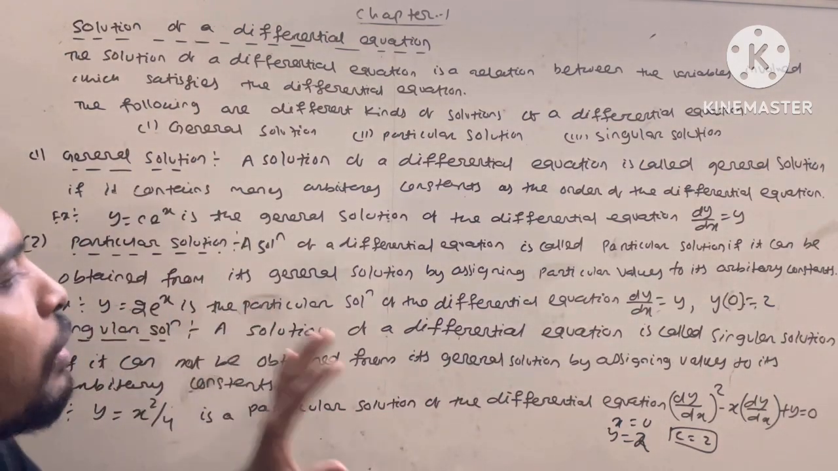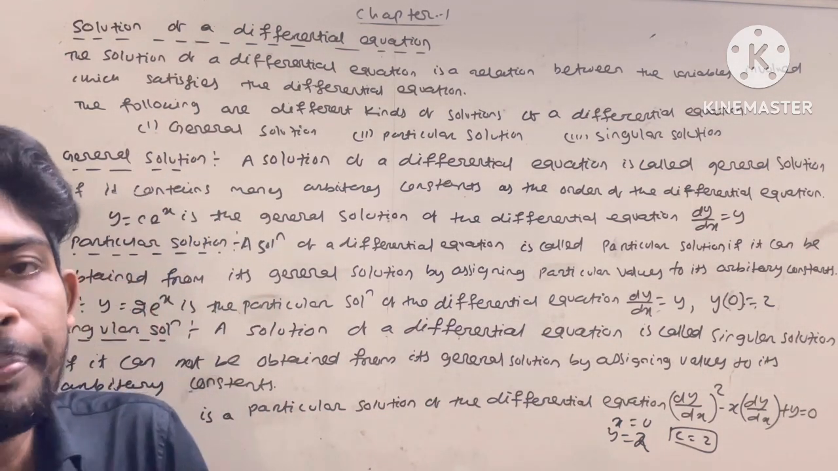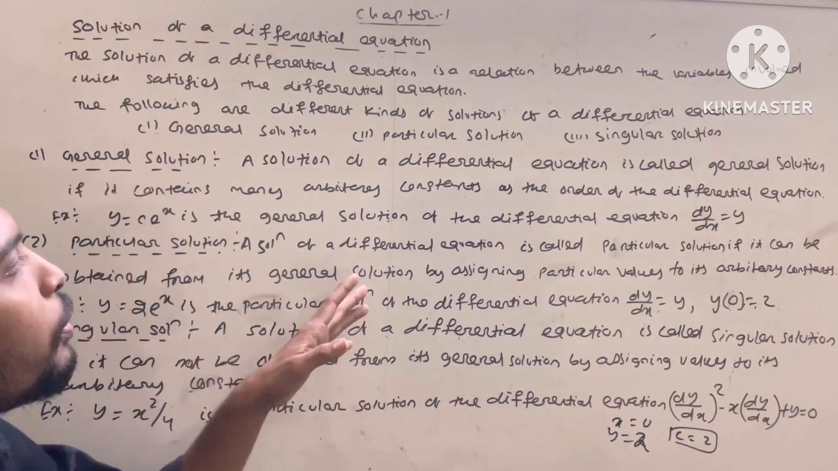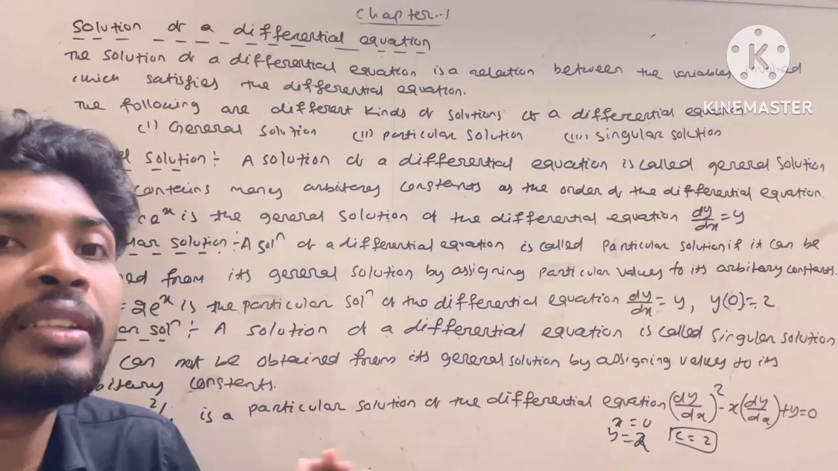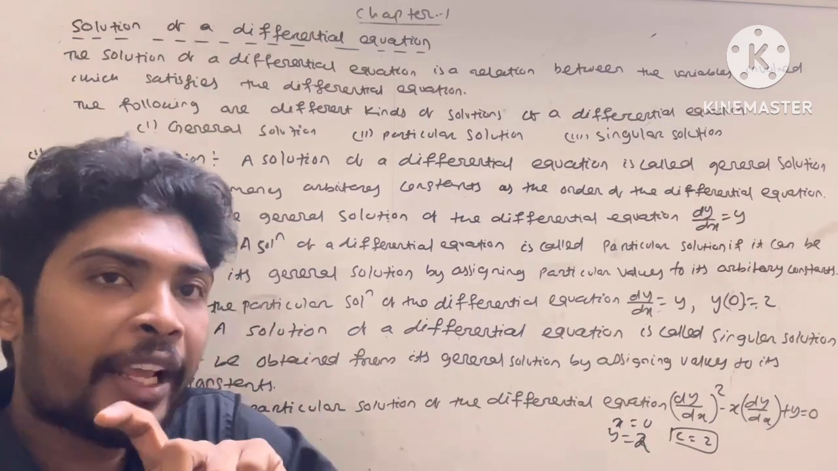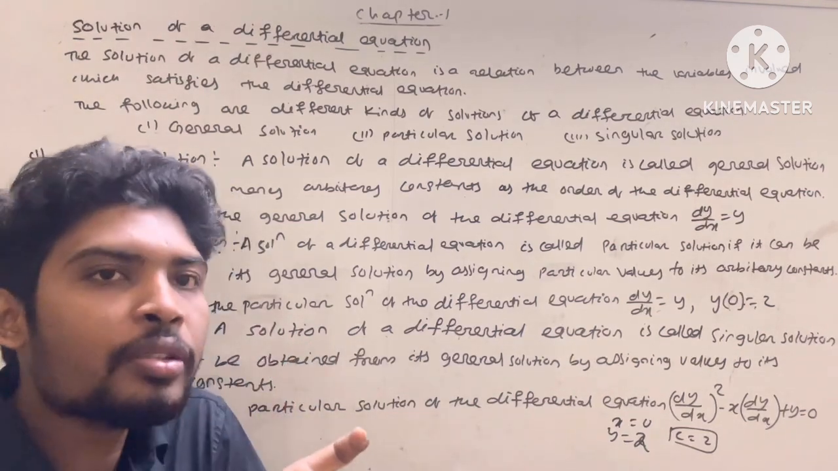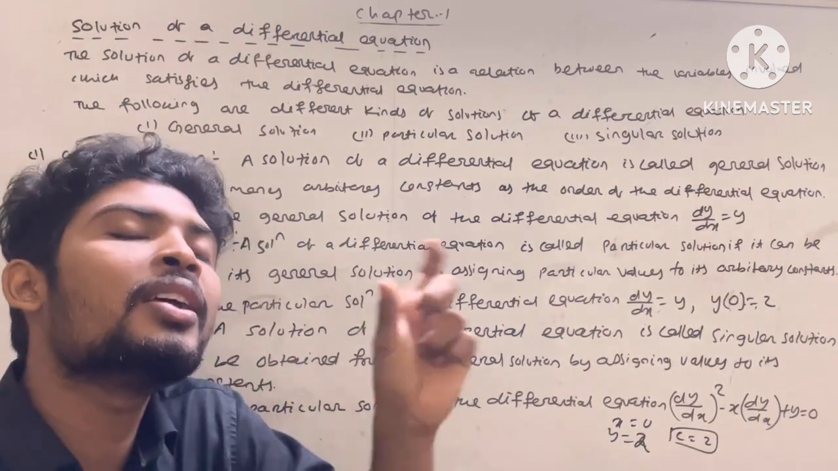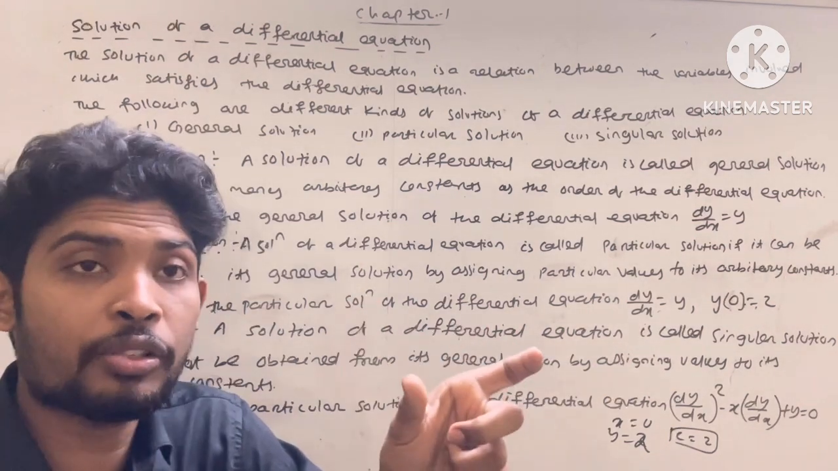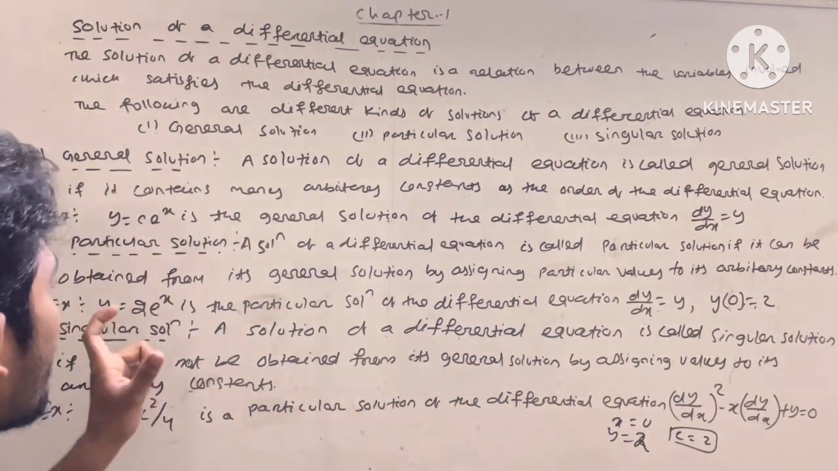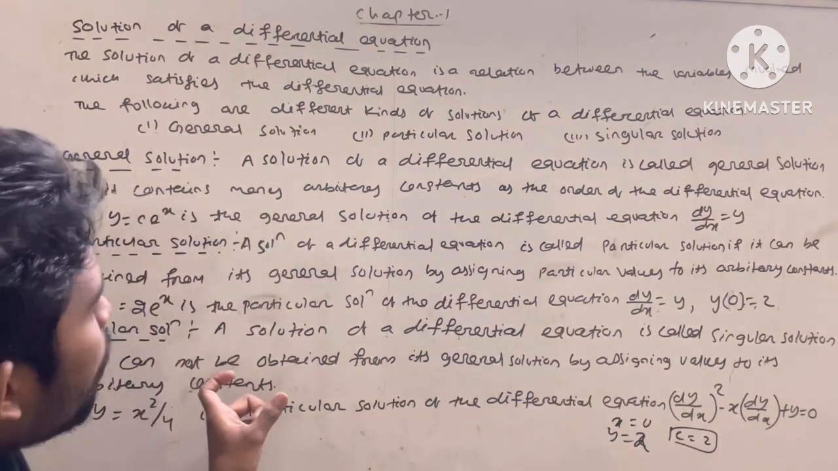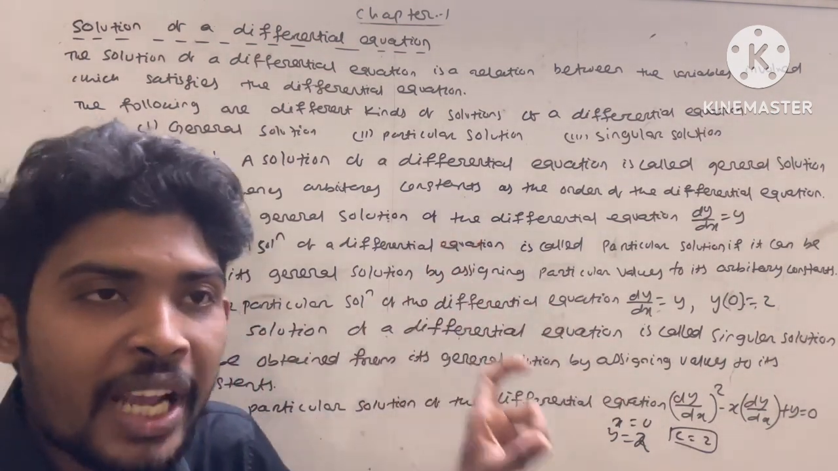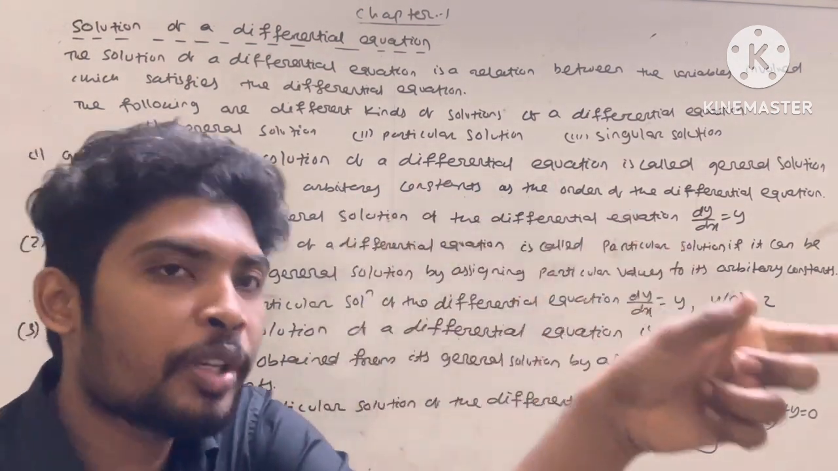Singular solution is basically different from particular solution and general solution, that should not be obtained from its general solution. That means, unlike a particular solution, a singular solution is not obtained from its general solution. Okay, look at here. A solution of a differential equation is called singular solution if it cannot be obtained from its general solution by assigning values to its arbitrary constant.